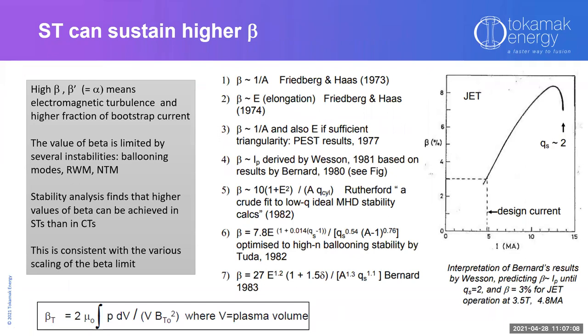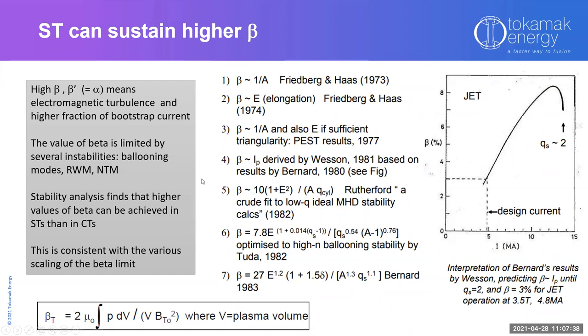Now, why a spherical tokamak can sustain a high beta is a big chapter, let's say. It's an important topic. But basically, beta is limited by several instabilities in a tokamak plasma. So you can have ballooning modes that limit beta, resistive modes, neoclassical tearing modes.